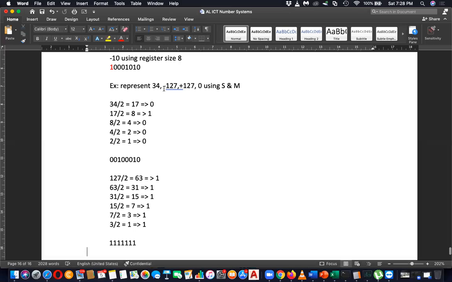Okay, minus 127 is this one. Minus means you show it by putting the sign. The sign shows the plus or minus nature. Here sign is 0 because it is plus 34. Second one minus 127, it is this one. Then what is plus 127? What is plus 127?